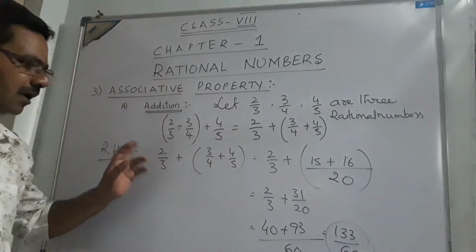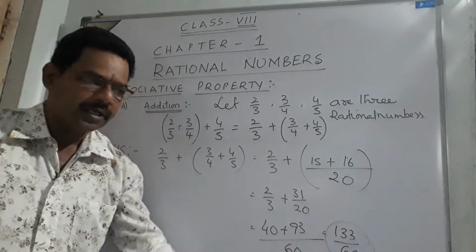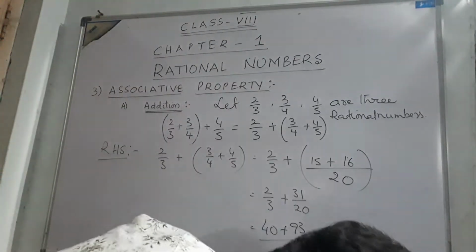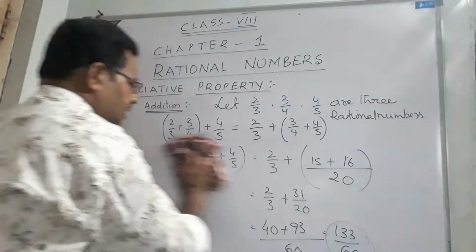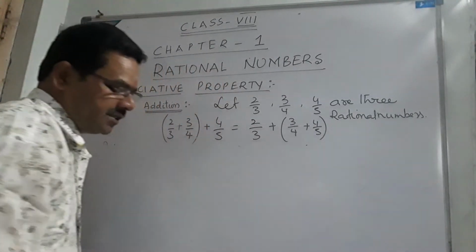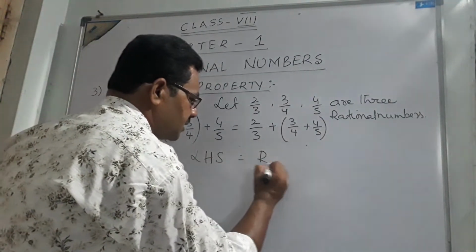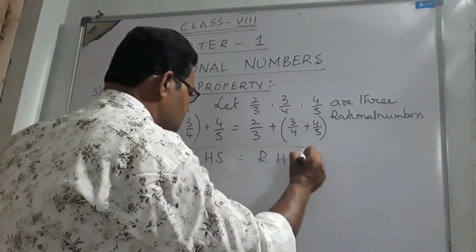So in the left hand side also we got 133 by 60 and right hand side also we got 133 by 60. From this we can say both sides are equal. That means left hand side is equal to right hand side.